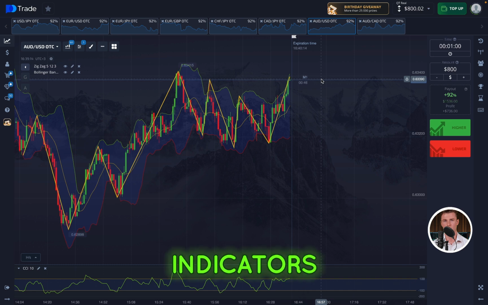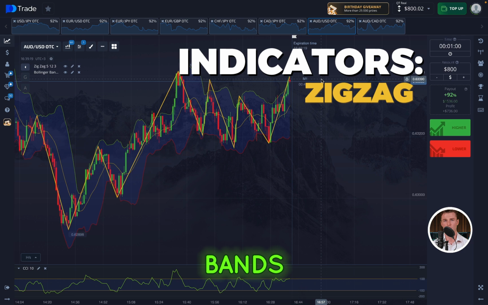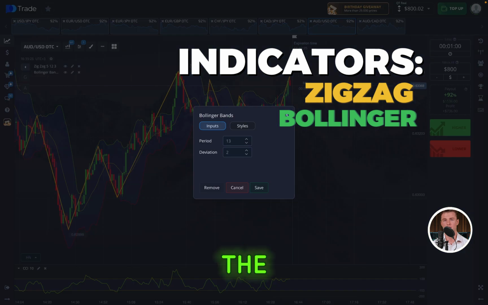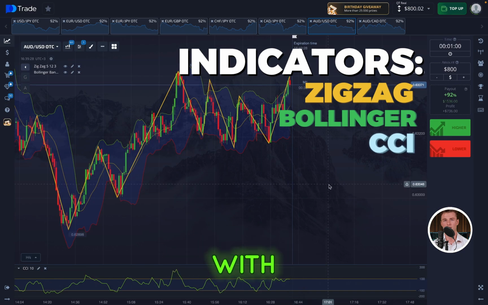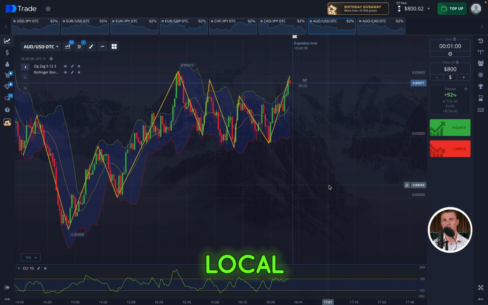Actually, the following indicators are currently being analyzed. Zigzag, Bollinger Bands with a period of 13 and a deviation of 2, and how I use it in most cases, the CCI oscillator with a period of 10 for trading on a minute time frame. This oscillator helps me a lot in general. Today we will monitor the channel movement, local highs and lows, and also observe overbought and oversold areas. Conducted a detailed analysis, so I will be absolutely sure in each of my open trades.